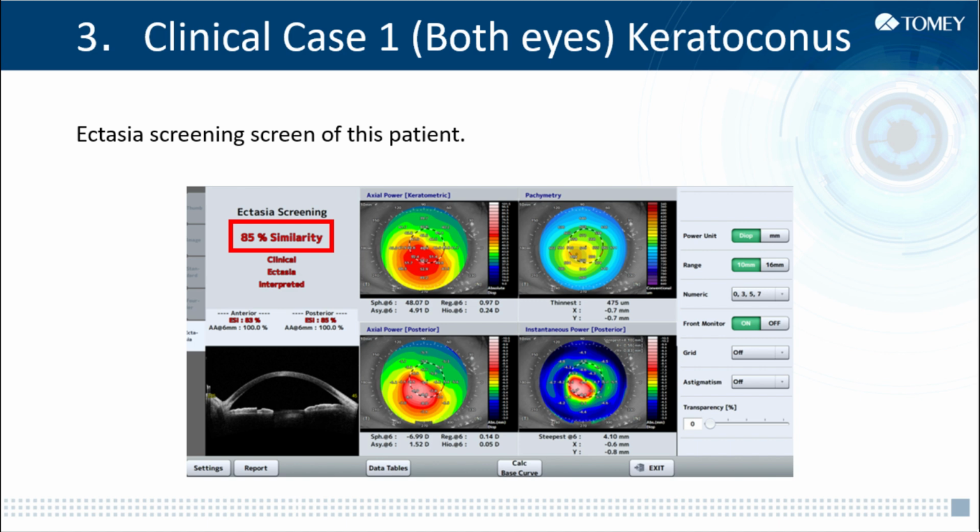Here is the ectasia screening screen of this patient. This application shows 85% ectasia similarity, and some treatment for ectasia is required.